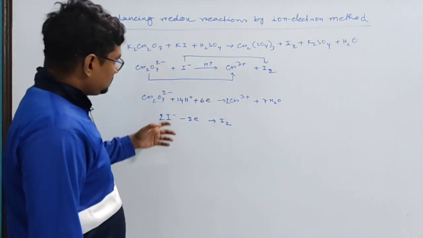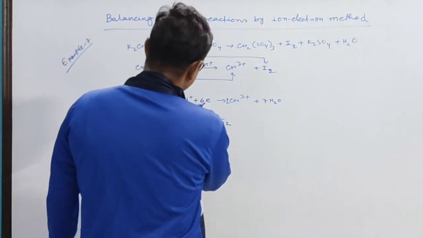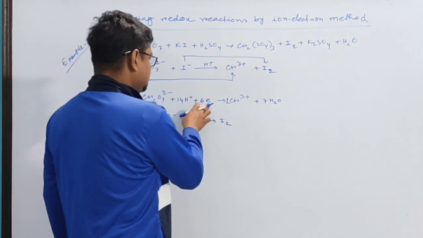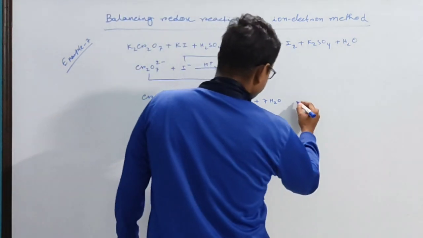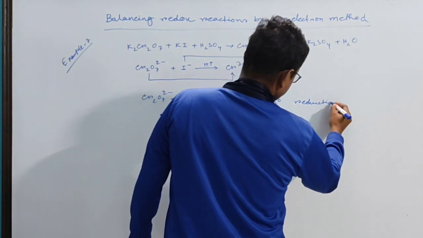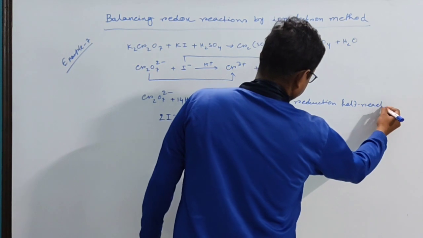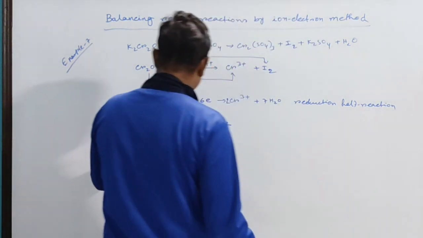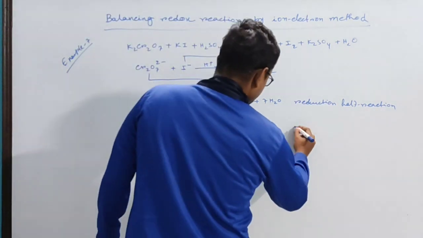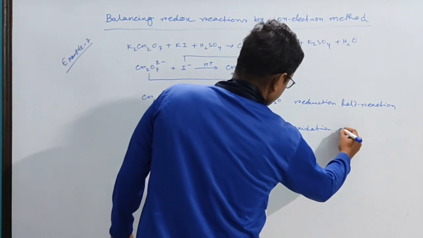So once these are balanced, we can assign the half reactions. In this one, in the left hand side electrons are added, so it will be the reduction half reaction, and this one where electrons are subtracted, it will be the oxidation half reaction.